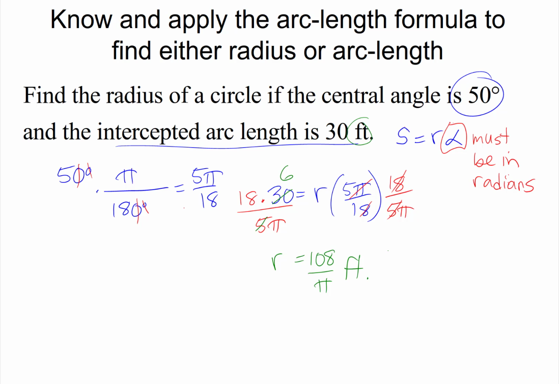If it asks us to approximate, maybe it'll say round to 2 decimal places, then I would put that in the calculator. That looks like, rounded to 2 decimal places, 34.38 feet.